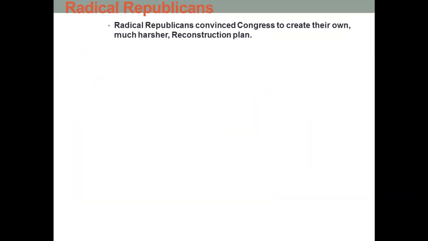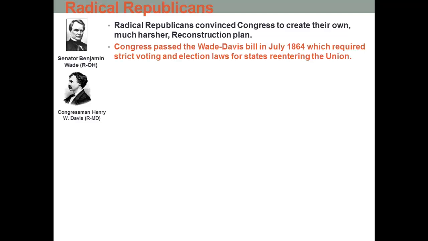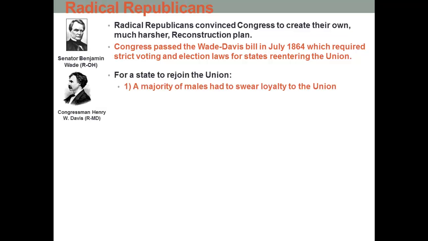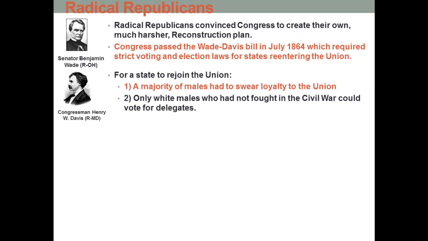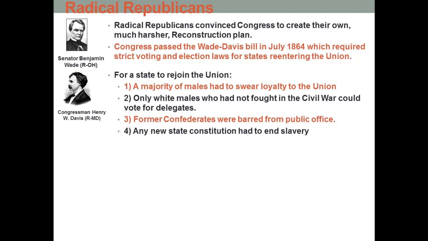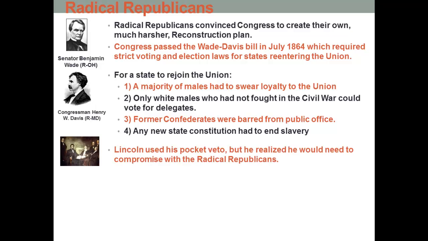Radical Republicans convinced Congress to create their own, much harsher Reconstruction plan. Congress passed the Wade-Davis Bill in July of 1864, which required strict voting and election laws for states that were trying to rejoin the Union. According to their plan, a majority of white males in the state had to swear their loyalty to the Union. Only white males who had not fought in the Civil War could vote for any delegates to Congress. Former Confederates were barred or blocked from public office, and any new state constitution had to end slavery.